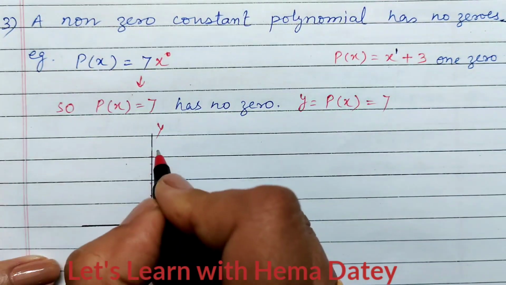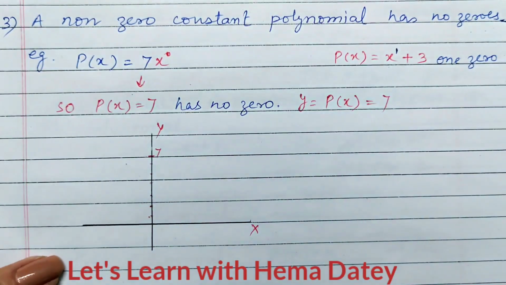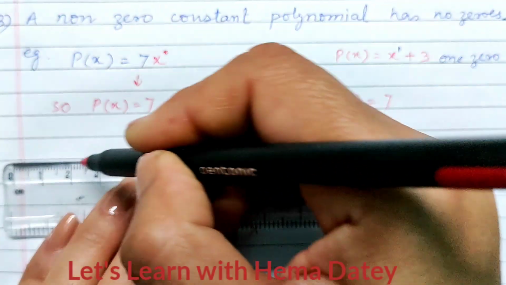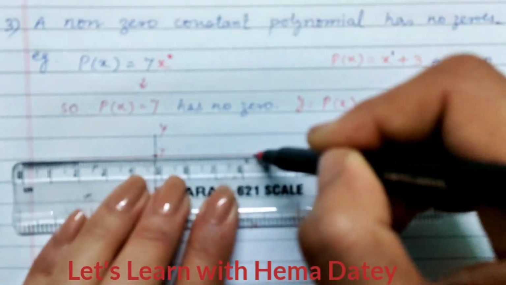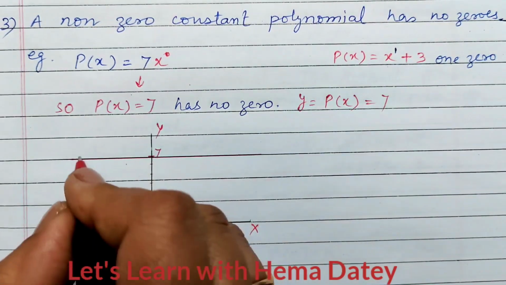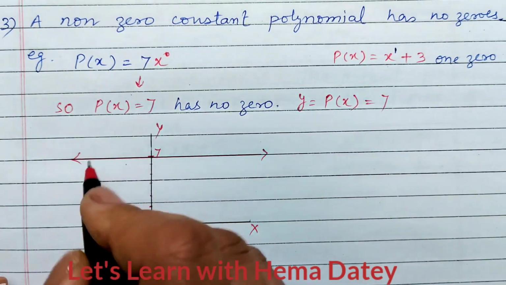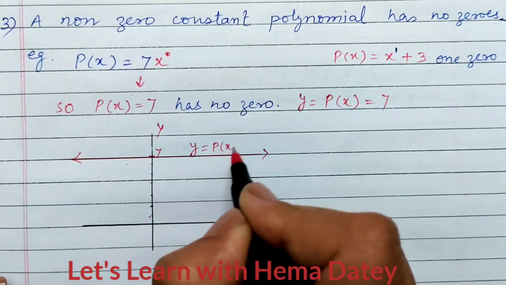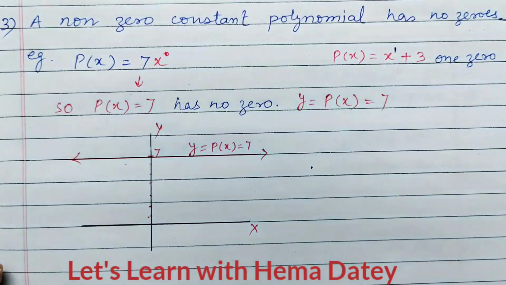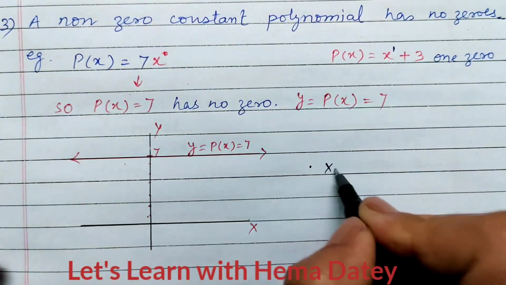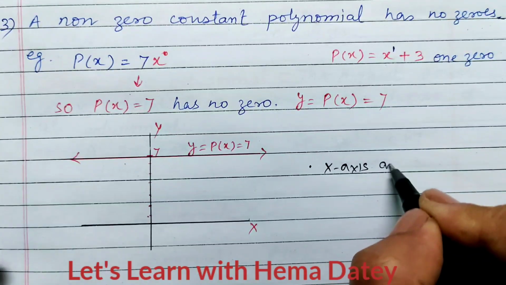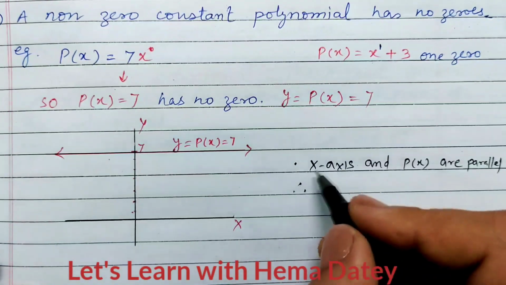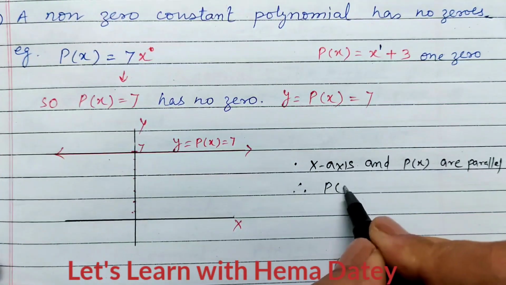So the graph of y equals p(x) equals 7 is a straight line passing through the point y equals 7. This line is parallel to the x-axis at a constant distance of 7 units. Since this line is not intersecting the x-axis, this polynomial p(x) equals 7 has no zeros. We can write that the x-axis and p(x) are parallel. Therefore, p(x) equals 7 has no zeros.